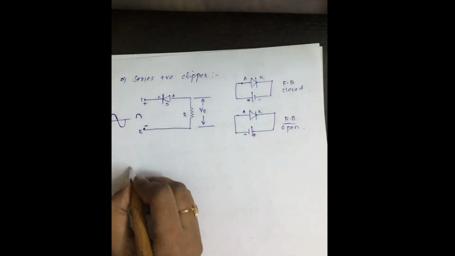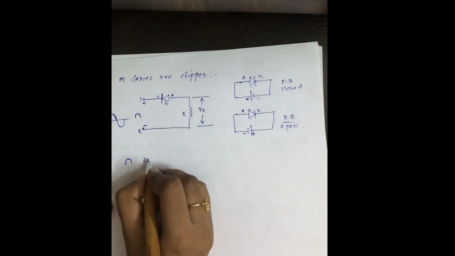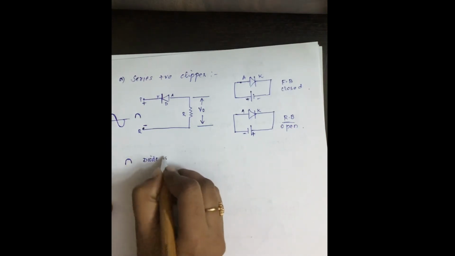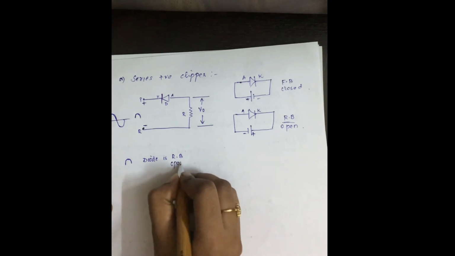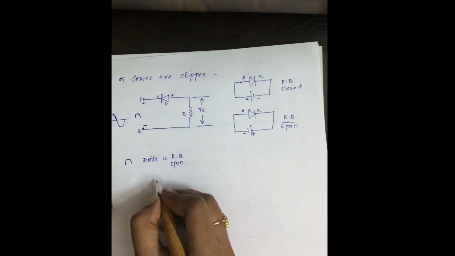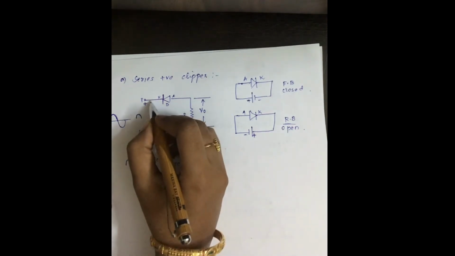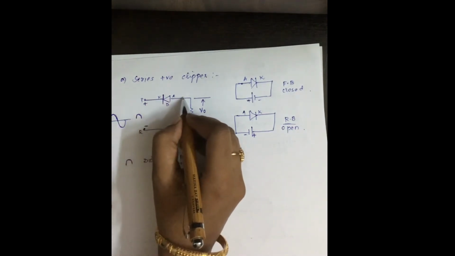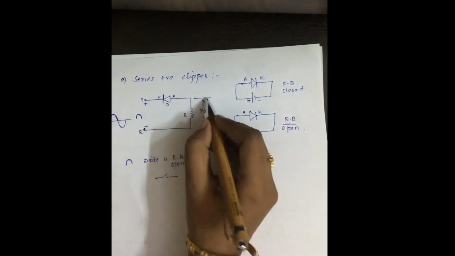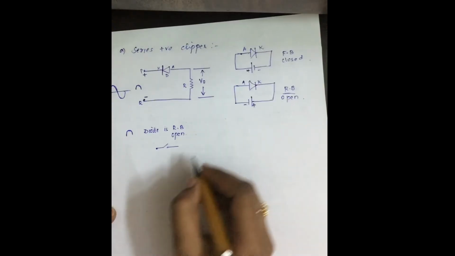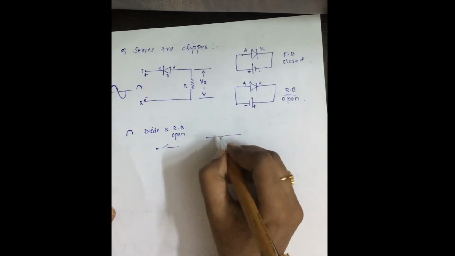So this means that when the positive half cycle is applied, the diode is reverse biased. That means the diode is in open condition. When the diode is in open state, no current flows across the diode, therefore no current flows through the resistor, hence the output voltage is 0. So you will not get any output.